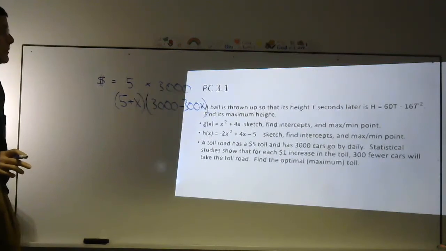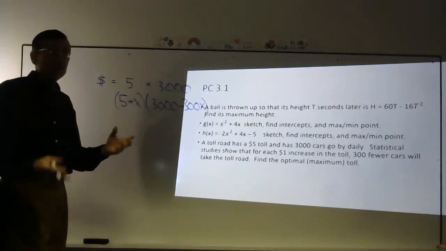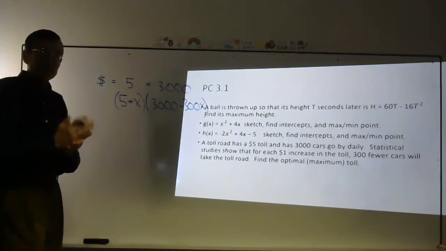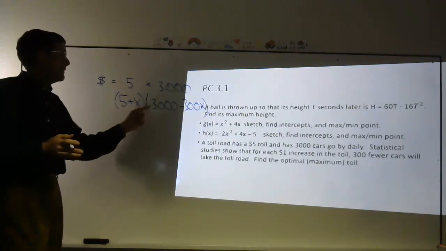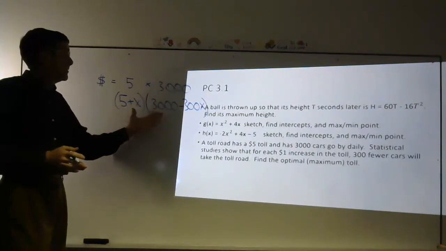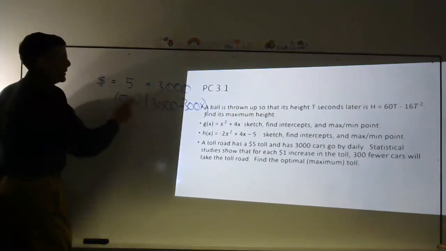So now what we want to do is find the maximum toll, the best toll to make the most money. We want to get a maximum. Look at this. X times negative 300x is negative 300x squared. That's a negative squared term. It's an upside down parabola with a negative 300 in front, super narrow, okay? But it's a parabola. All right, so let's multiply this out. So I'm going to FOIL this thing out.